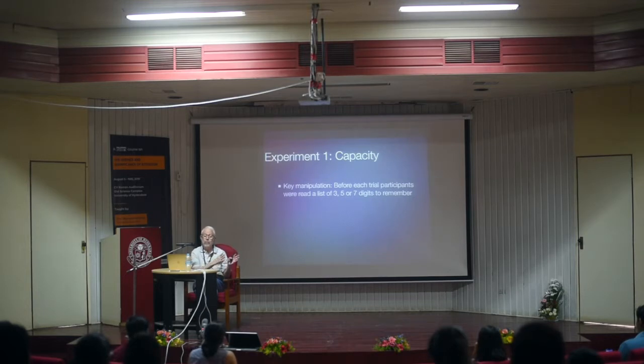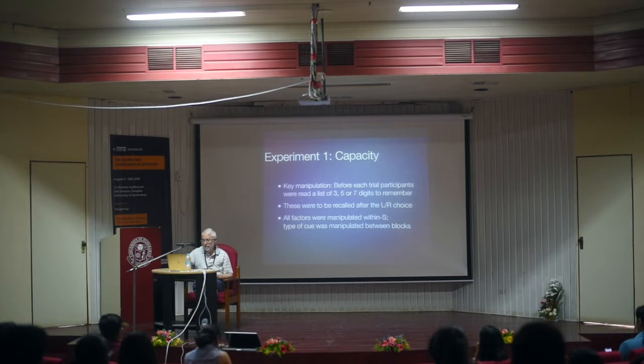And he did that with both the peripheral cues and the central cues. So all the participants did all the conditions, but the type of cue, central or peripheral, was manipulated between blocks of trials. Interestingly, whether the cue was in the periphery or whether it was central, it was equally informative.